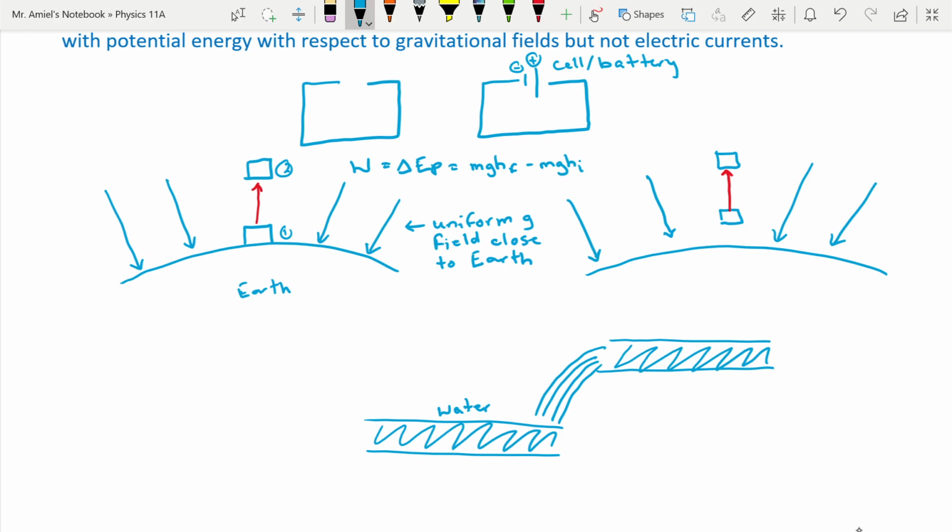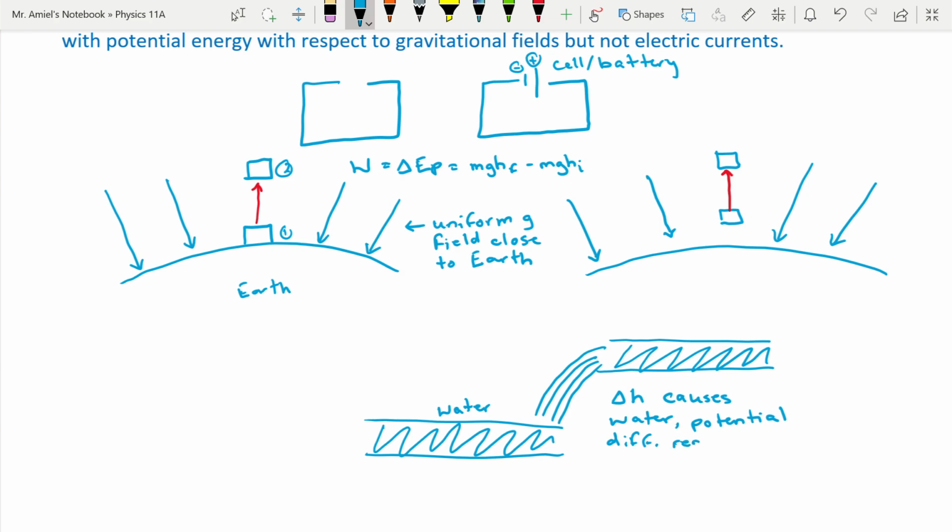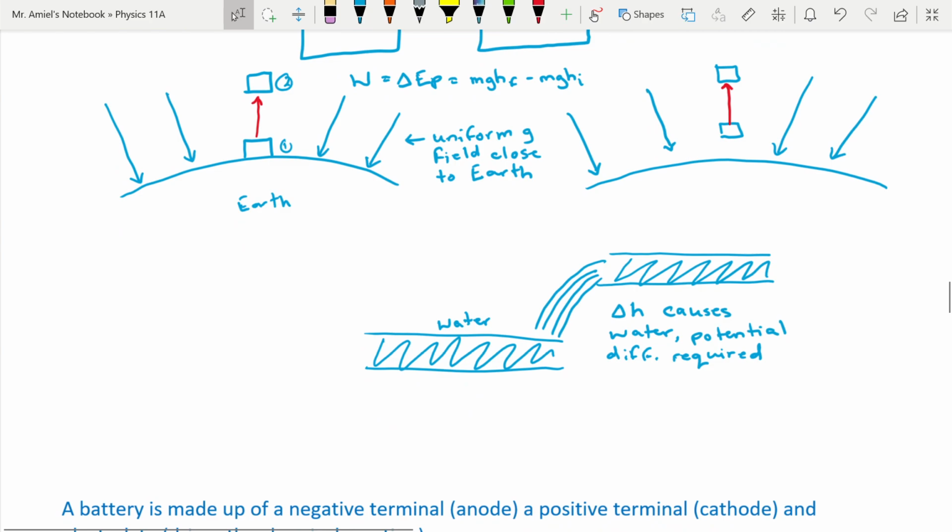If it's just sitting here and there's no potential difference, it's not going to flow. But as soon as you increase height, you are enabling this water to flow. So a change in height causes water to flow. So we could also say a potential difference is required for water to flow. And we're actually going to see that this is no different than electricity.